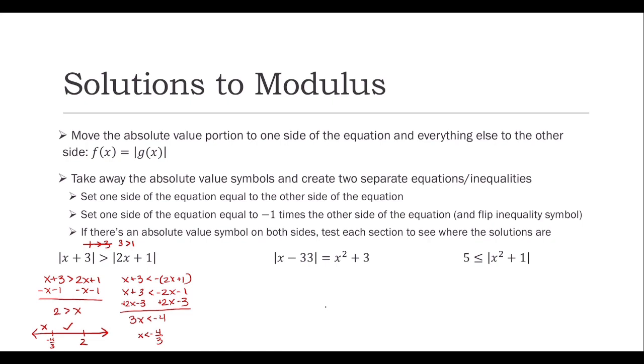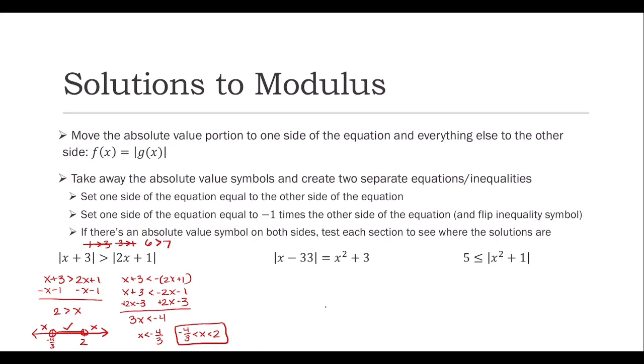Finally, we'll plug in something greater than 2, like 3. 3 plus 3 is 6. The absolute value of 6 is 6. 6 is greater than 3 times 2, which is 6, plus 1 is 7. The absolute value of 7 is 7. 6 is greater than 7. That's not true, so this portion would not be a part of our solution. So our solution is these values here in the middle. So we have negative 4/3 is less than x is less than 2.